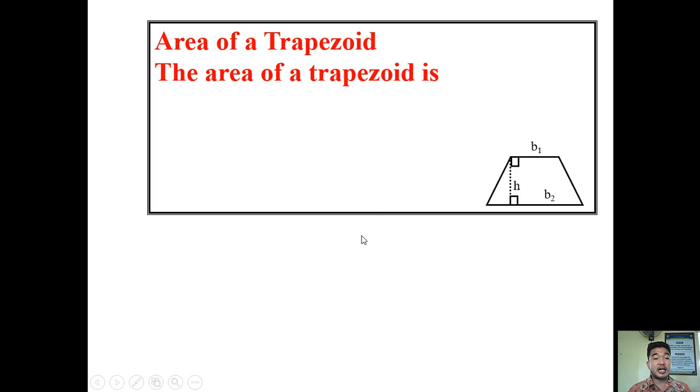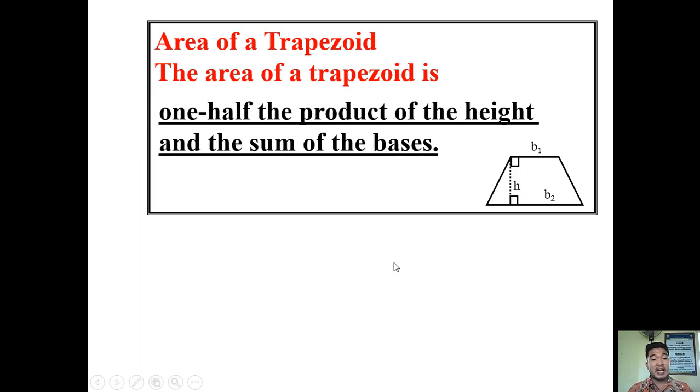And then for the area of the trapezoid, the formula would be 1/2 the product of the height and the sum of the bases. So, kukuhanin muna natin yung sum ng bases, meaning, i-add natin yung base 1 saka yung base 2. So, this is our base 1 and this is our base 2. We get the sum and then divide it by 2. Midpoint yun actually. Ang pagkuha ng area ng trapezoid is the median times the height. So, that's it.